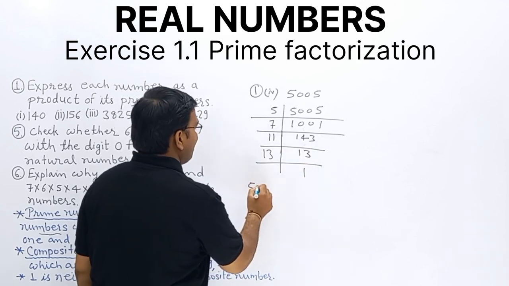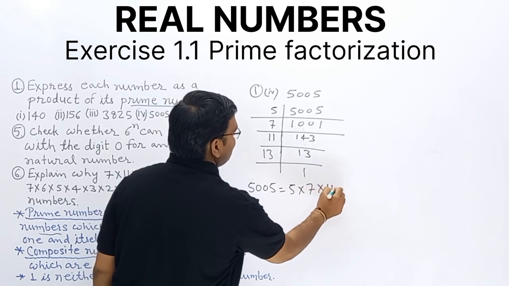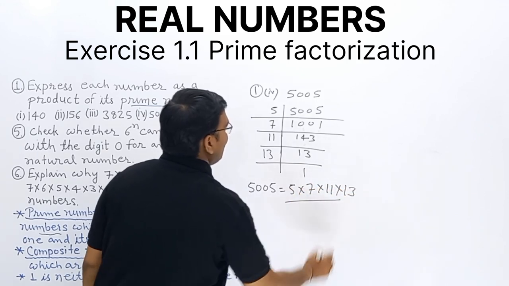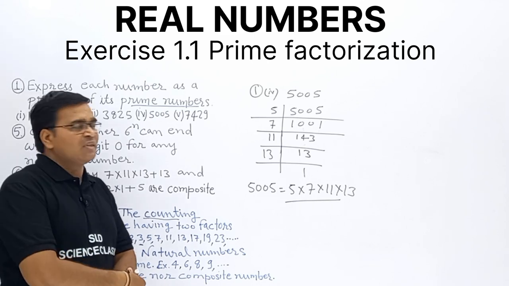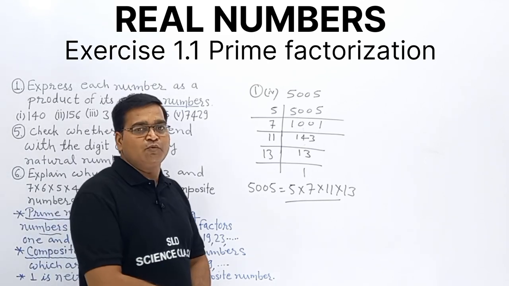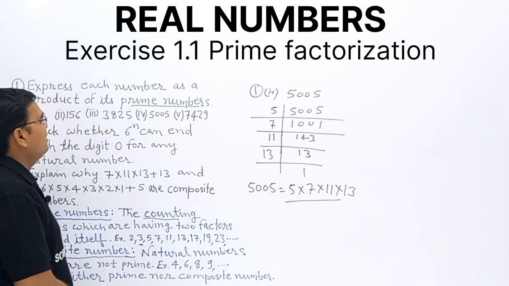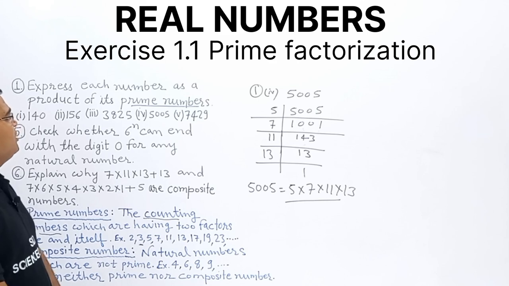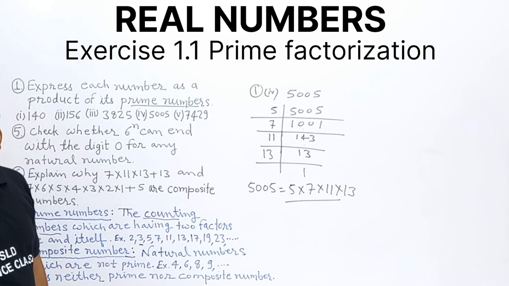So the prime factors of 5005 will be 5 into 7 into 11 into 13, and this is the answer of this question. Are you getting what I am saying? I am doing the long division method to find the prime factors of these numbers. Okay, completed 1, 2, 3, 4 questions. Last question is there. And what about the last question?